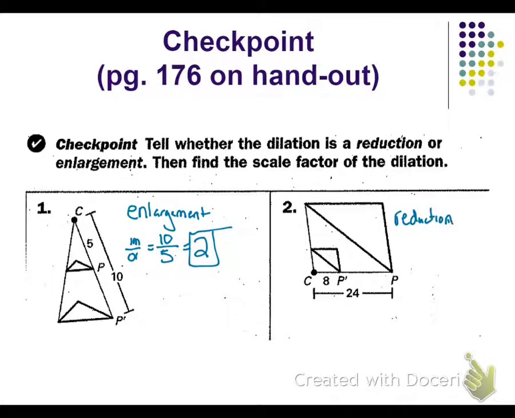So we have a reduction, and then you have image over original. So my image is 8. My original is how much? 24. Do we have anything in common between 8 and 24? 8 goes into 8 one time. 8 goes into 24 three times. So it's 1/3. So notice how an enlargement is a whole number. It's bigger than 1. For it being a reduction, you notice that it is smaller than 1.